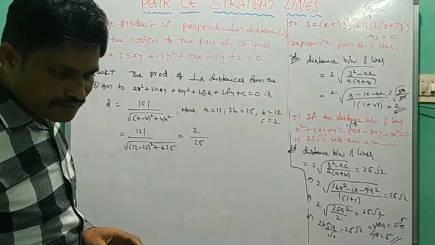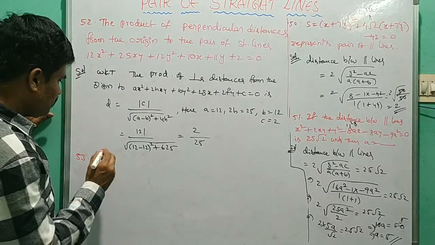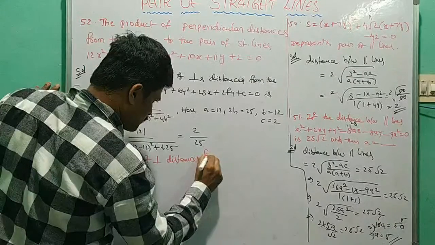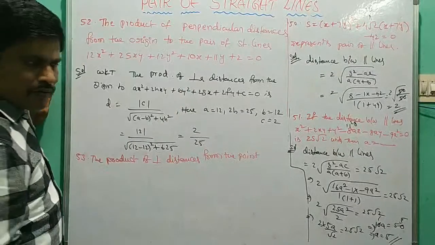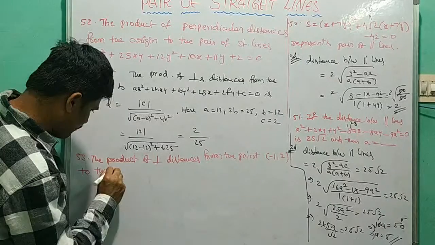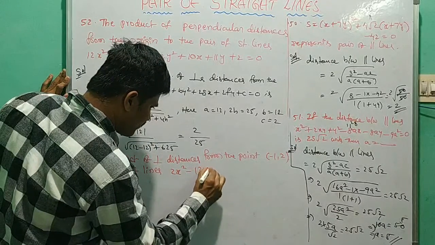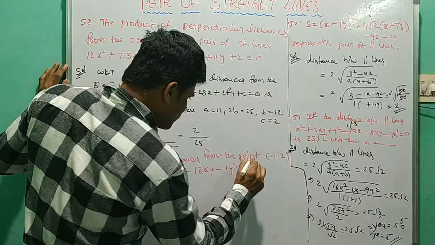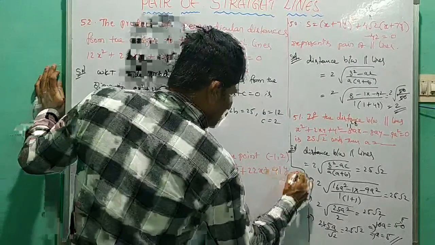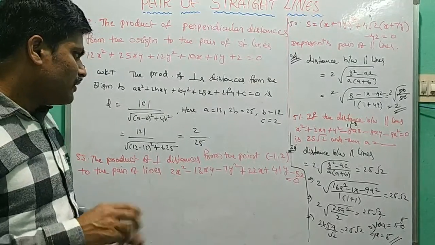Similarly, the next problem. The product of perpendiculars from the point minus 1, 2 to the pair of lines 2x square minus 13xy minus 7y square plus 41x minus 52 equal to 0. Here to find the product of perpendicular distance from the point minus 1, 2.